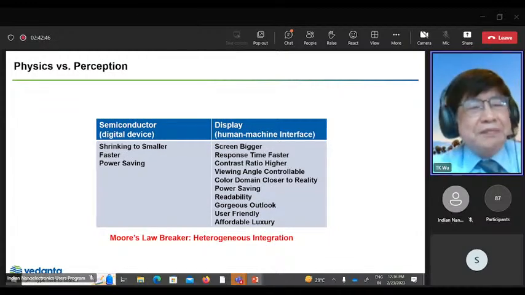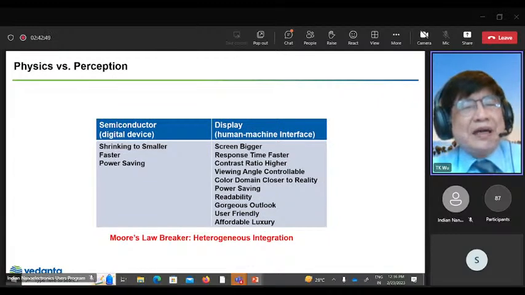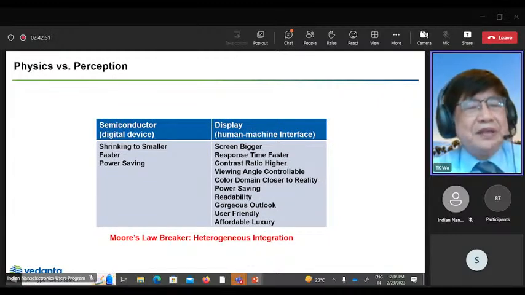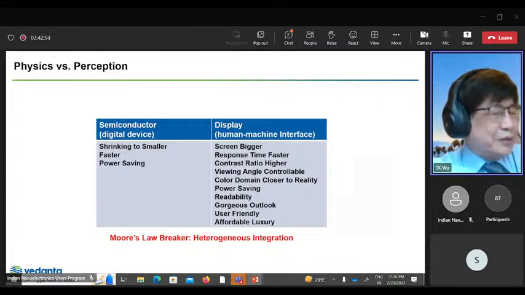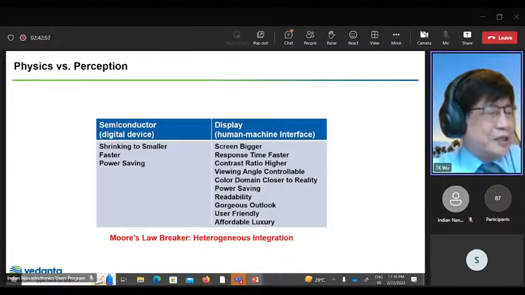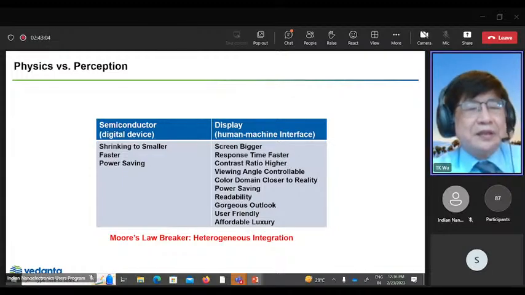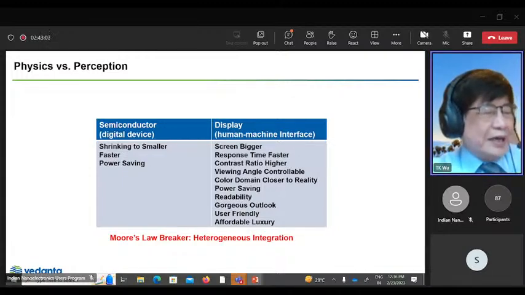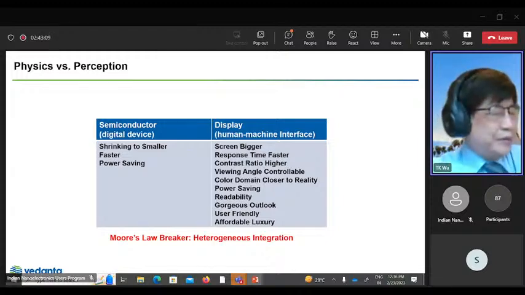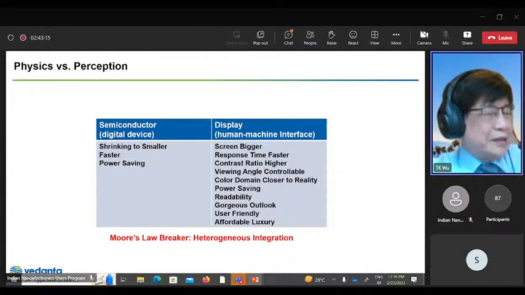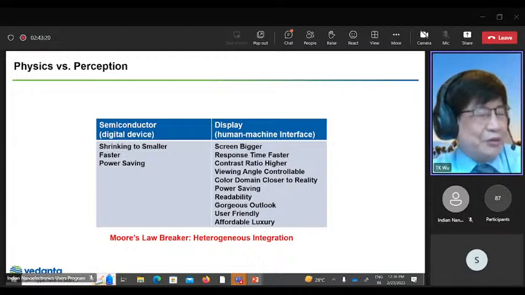Okay, I think the semiconductor and the display are two different kinds of things in nature. We call it physics versus perception, which is the basic difference between these two. Semiconductors require the size to keep shrinking, the speed to become faster, and the power consumption to get lower all the way. But display is different. The display is a human-machine interface. The value is judged by the human eyeballs, fingers, and the enjoyment.